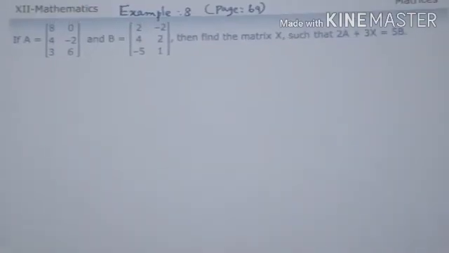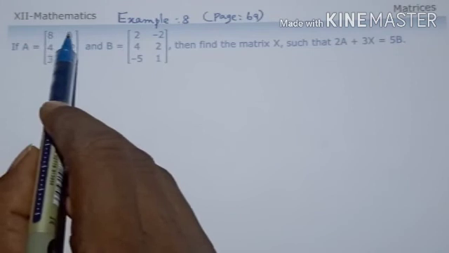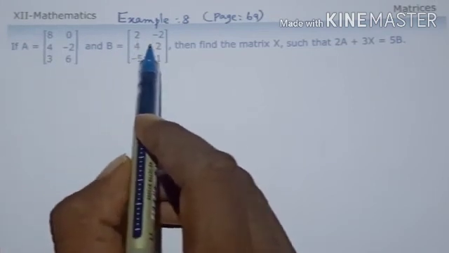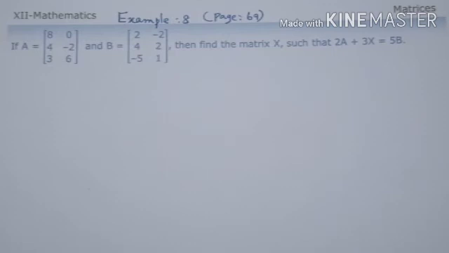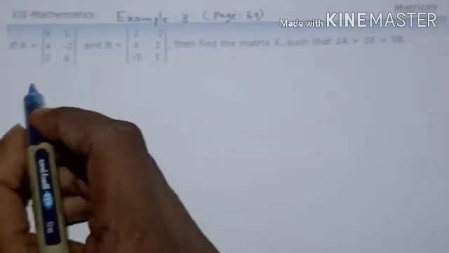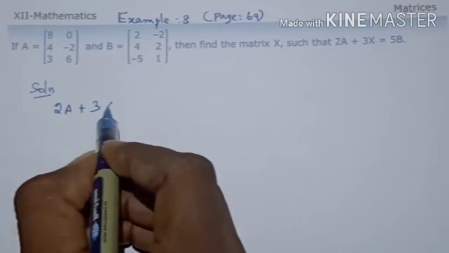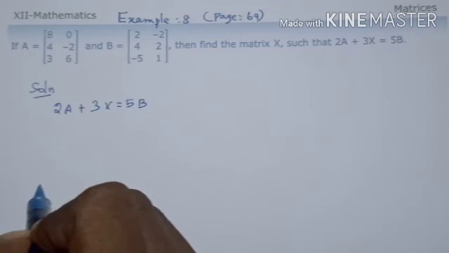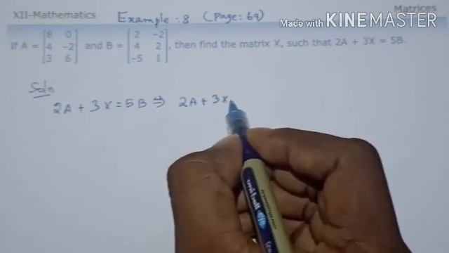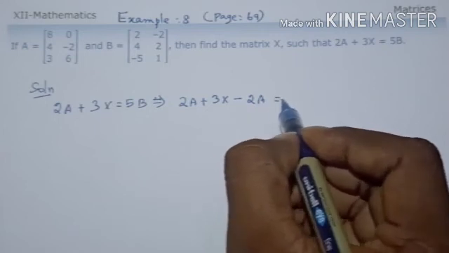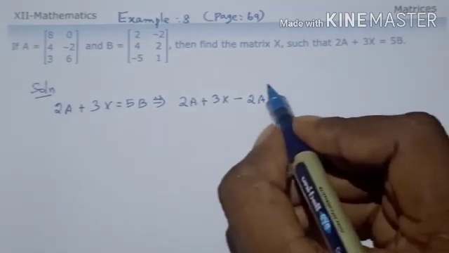So now this is example 8 from your textbook, page number 69. The question is, if A is equal to 8 0 4 minus 2 3 6 and B is equal to 2 minus 2 4 2 minus 5 1, then find the matrix X such that 2A plus 3X is equal to 5B. It's quite a very easy sum. So now we will take 2A plus 3X, which is equal to 5B. We can rewrite this as 2A plus 3X minus 2A. That means we are subtracting 2A on both the sides.